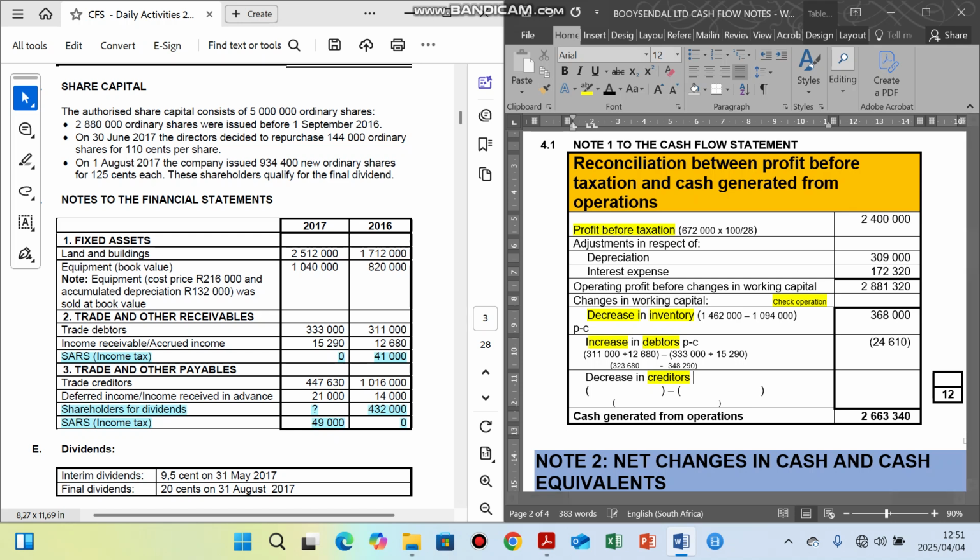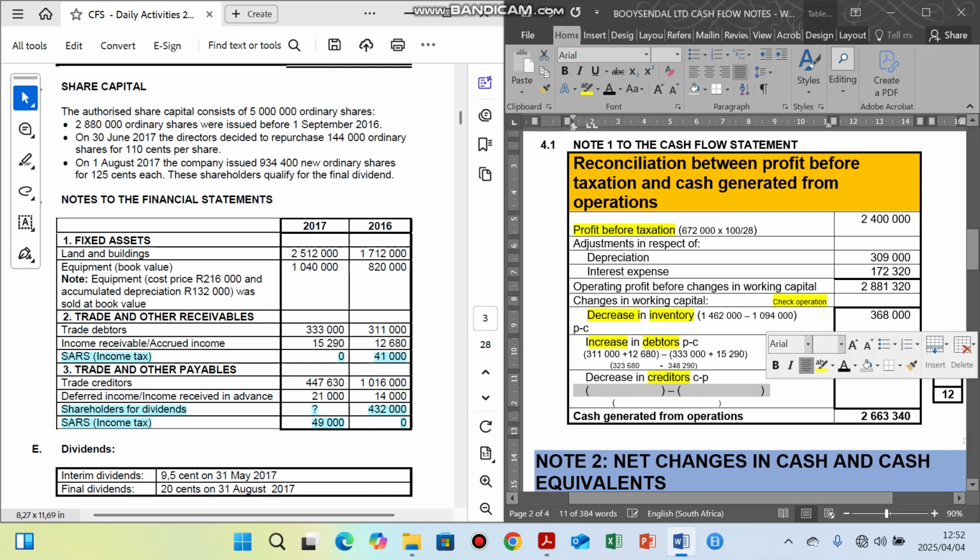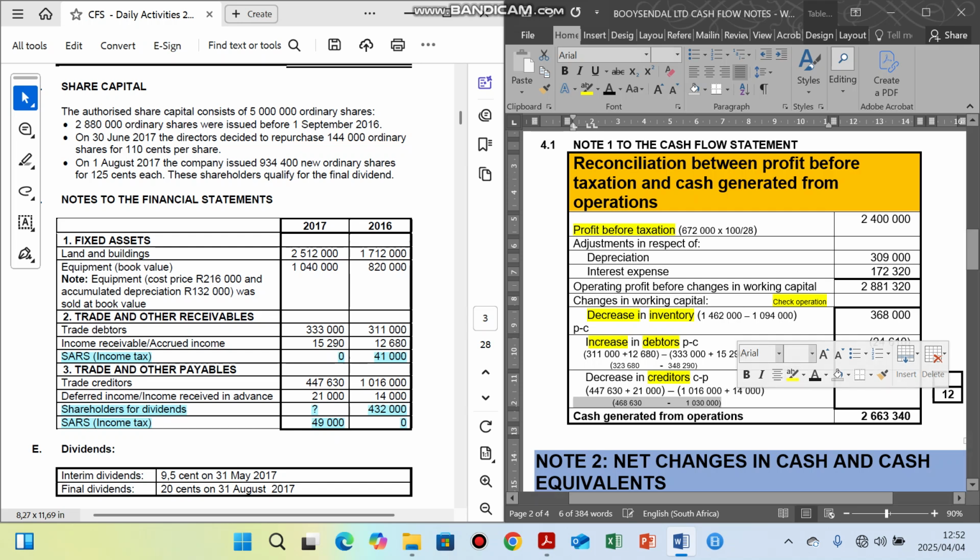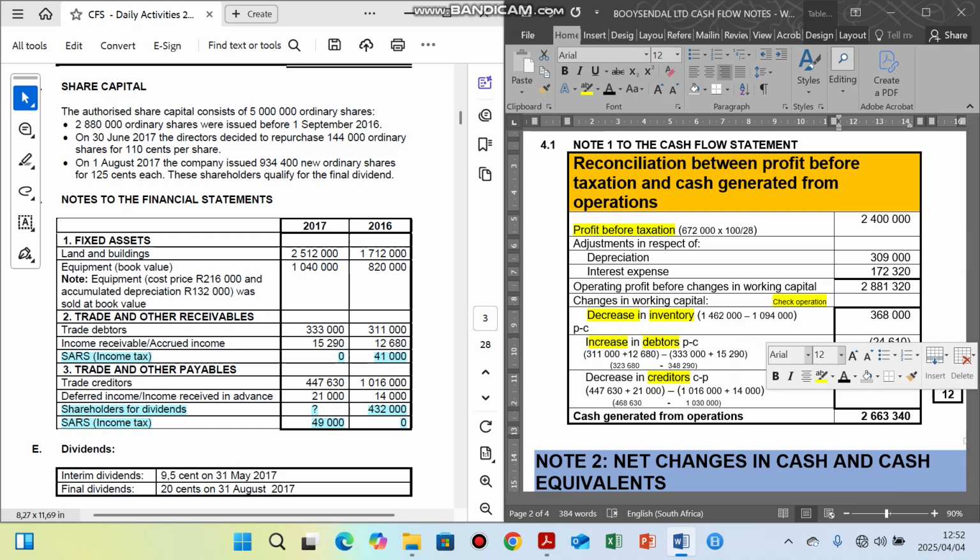But in terms of creditors, then we say current minus the previous. Note the difference. The first two are PC, and then the last one is what? It's CP there. Okay. Note you exclude shareholders for dividends and you also exclude SARS income tax there. Then you add those amounts. Then what are we getting? We are getting an outflow or a negative 561,370. It is true as well.